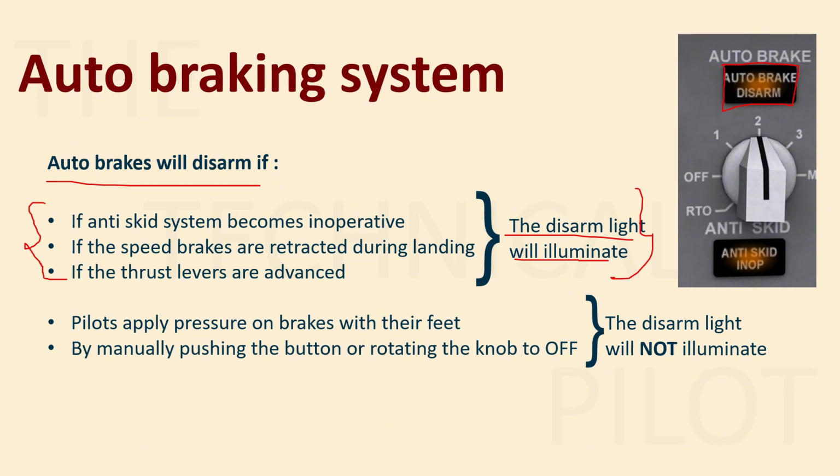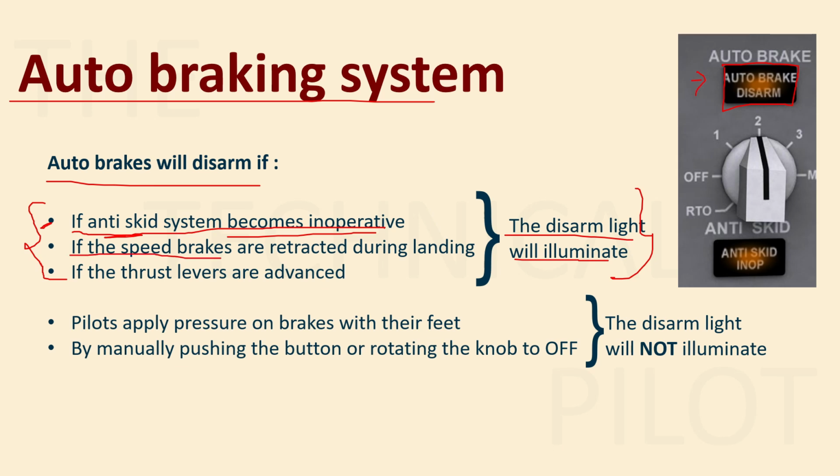So why will the computer disarm the auto brake system? The first thing is it can disarm if the anti-skid system becomes inoperative, right? For auto brakes to function, the anti-skid system needs to be working, right? So if the anti-skid system fails, then the auto brake will also become inoperative automatically, right? When this happens, the lights will illuminate.